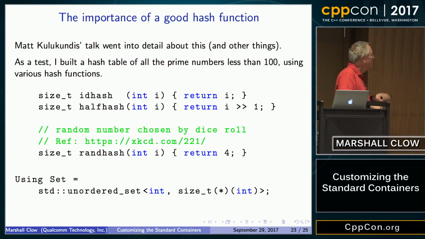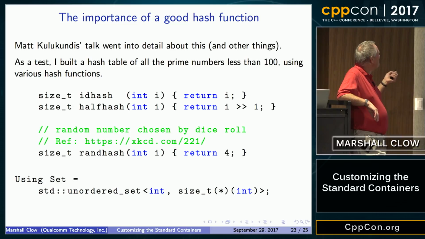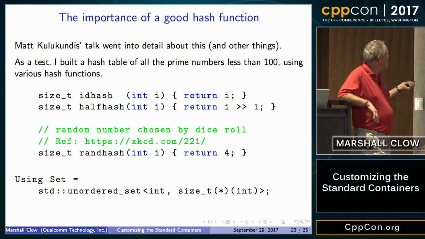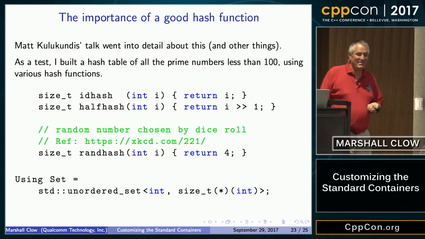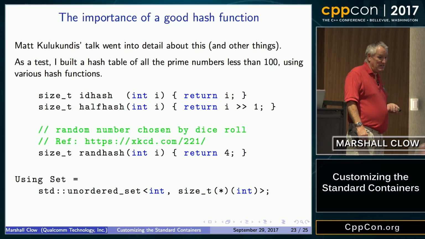When you talk about a random number by dice roll, is that you do one dice roll and choose what number, or is it just randomly generated dice? I rolled a dice once and said, that's a random number, 4. The reference to XKCD, it's a joke, okay? It's not a random hash, it's a constant hash.